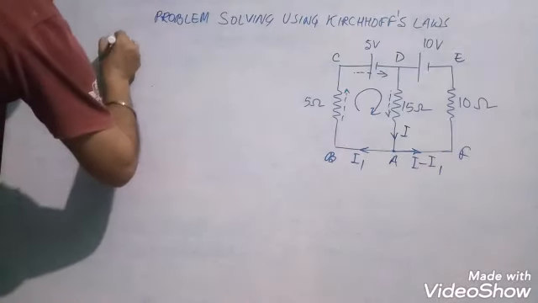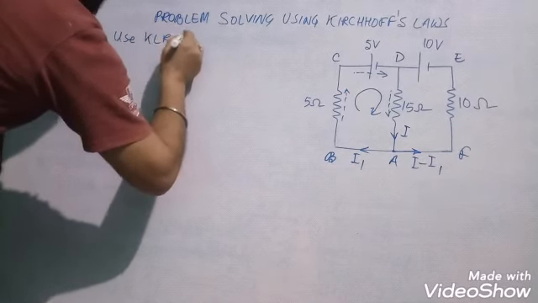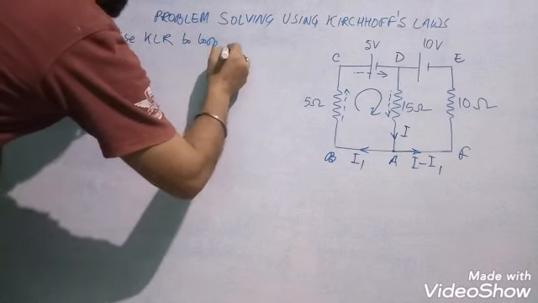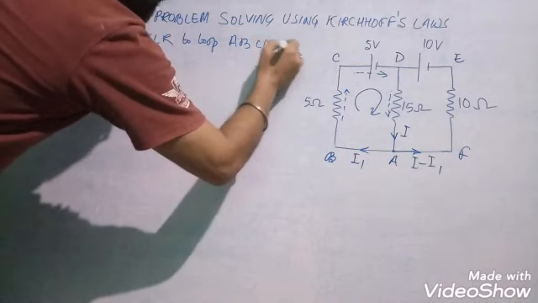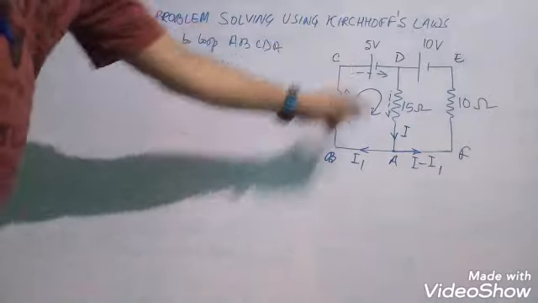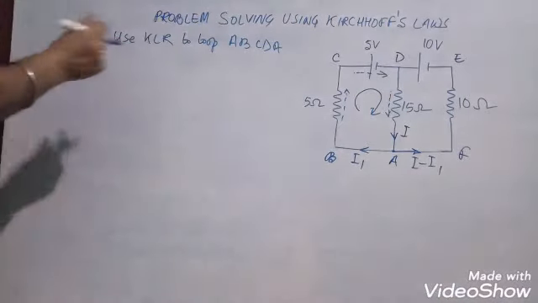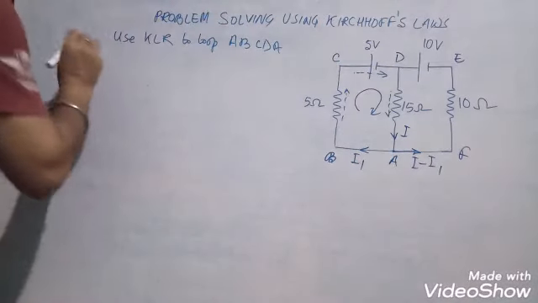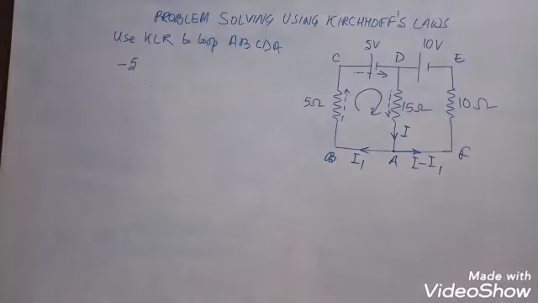So we will use Kirchhoff's loop rule to loop A, B, C, D, A traversed in clockwise sense. Let us begin with the 5 volt battery. The EMF is negative because the path is taking us from the positive towards the negative plate of the battery. So the potential drop is minus 5.